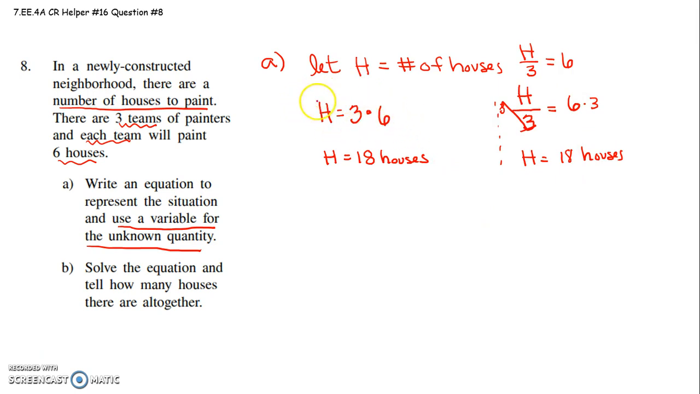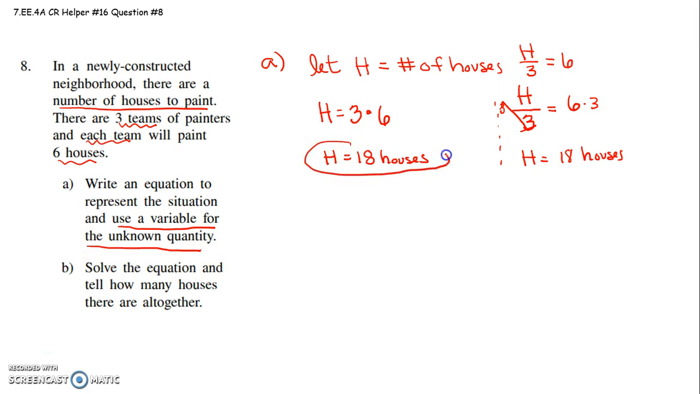In this one, I set it right up as number of houses equals 3 teams, each painting 6 houses. I'm not sure which equation your teachers are more interested in, but they're both completely valid equations. Solve the equation to tell how many houses are all together. Okay, well, I went ahead and did that, so I handled part B also.